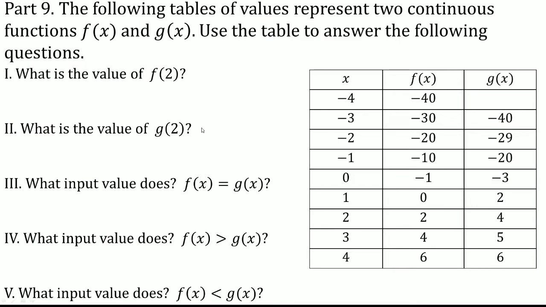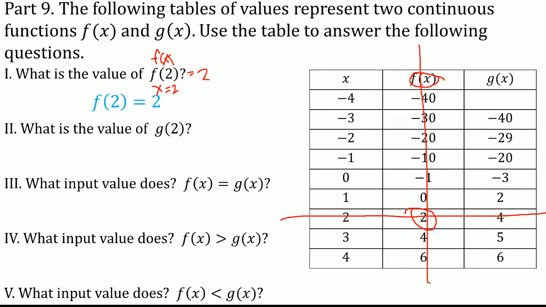Part 9. The following table of values represents two continuous functions, f of x and g of x. Use the table for the following questions. What is the value of f of 2? This means use f of x. So here we're only using the f of x column, and we say x is equal to 2. We go down the f of x column to x equals 2. The answer would be this point, so this would be equal to 2.